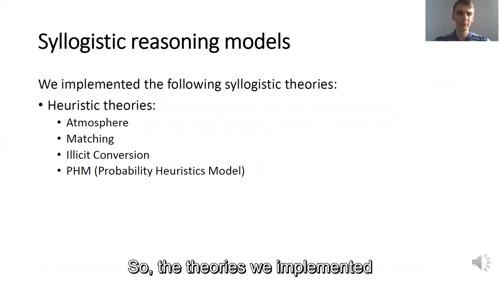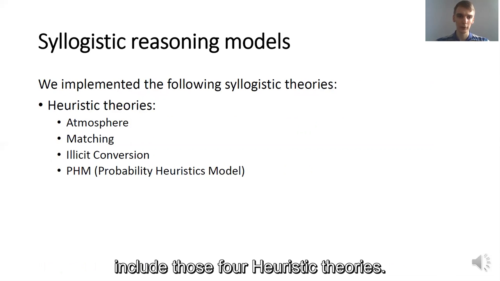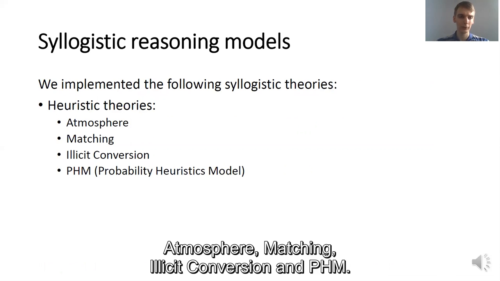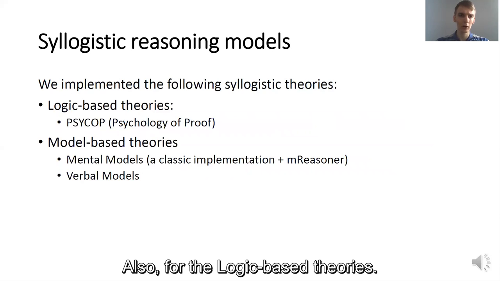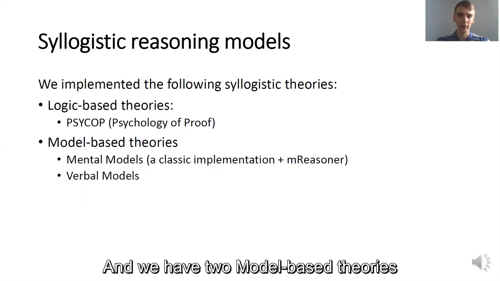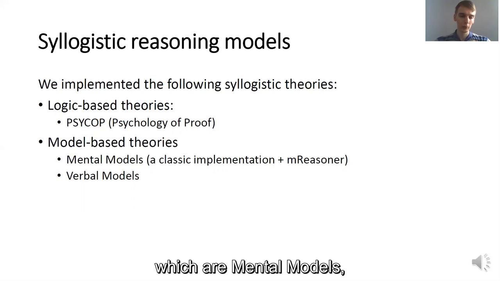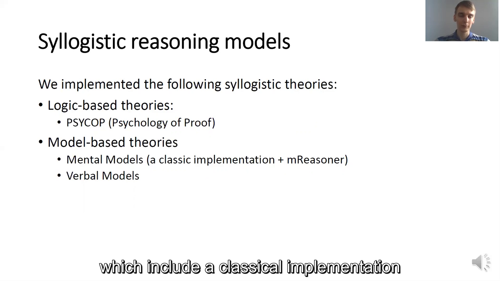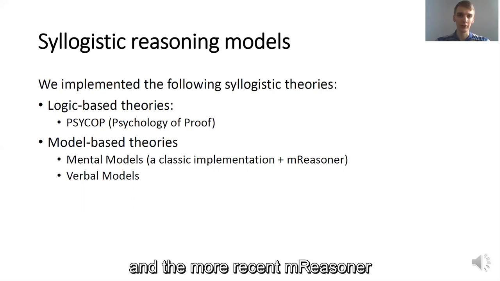The theories we implemented include four heuristic theories: atmosphere, matching, illicit conversion, and PHM. For the logic-based theories, we have PSYCOP, and we have two model-based theories, which are mental models, which include a classical implementation and the more recent mReasoner, and also the verbal models theory.